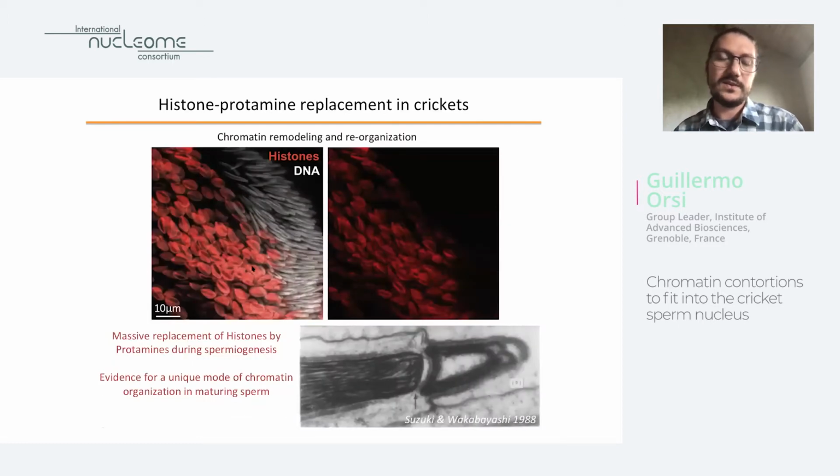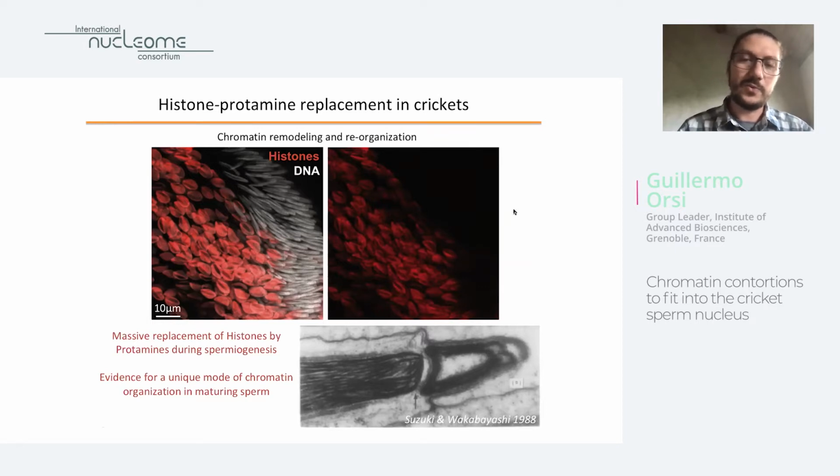In crickets, there is evidence that there is this histone to sperm-specific protamine transition. One of the reasons why we think so is that we completely lose histone signal as we move on during spermiogenesis. So you can see here that the histones that mark very well the early elongating spermatids will no longer mark at all the nuclei in later cells.